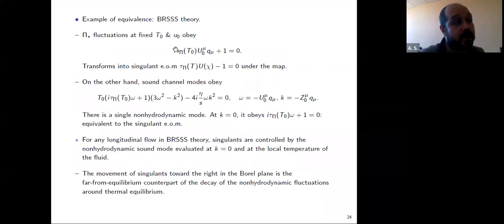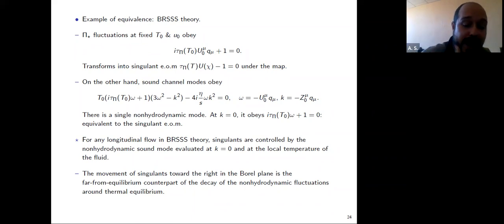So in BRSSS theory, the linear response theory problem dual to the singulant equation of motion is this one. And you can see that it transforms into the singulant equation of motion under the map that I mentioned that you have here. On the other hand, in this theory, the sound channel modes are going to obey the following equation. And in particular, if you analyze this equation, you would find that there is a single non-hydrodynamic mode, meaning that there's a single mode such that its frequency does not vanish when the spatial momentum does. And at zero spatial momentum, this frequency obeys this relationship here, which, as you can see, is equivalent to the singulant equation of motion under the map, in such a way that for any longitudinal flow in BRSSS theory, singulants are going to be governed by the non-hydrodynamic sound mode evaluated at zero momentum and at the local temperature of the fluid at the point you are considering.